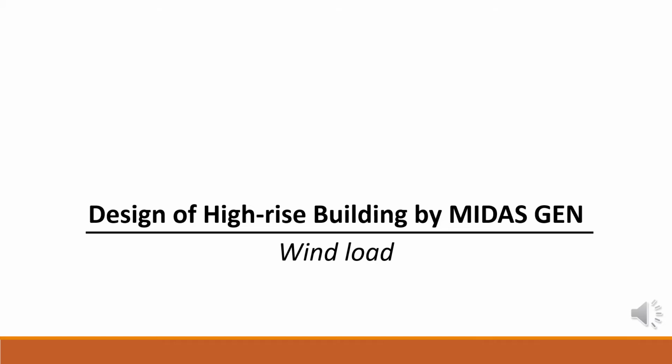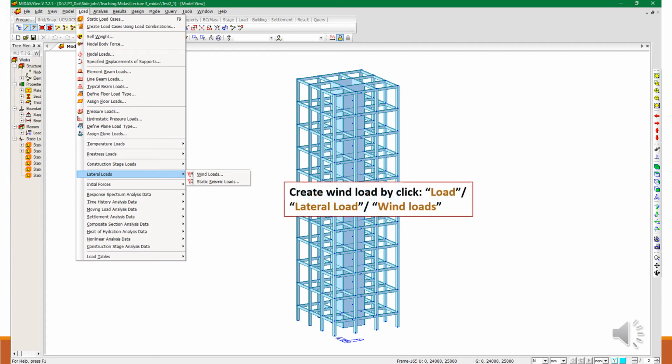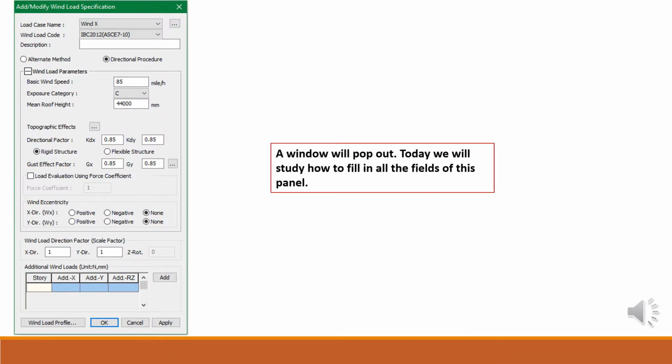Today we will learn about wind load. Create wind load by clicking Load, Lateral Load, Wind Loads. A window will pop out. Today we will study how to fill in all the fields of this panel.